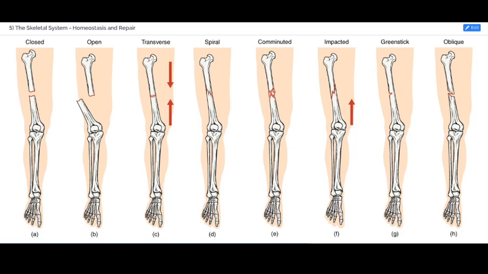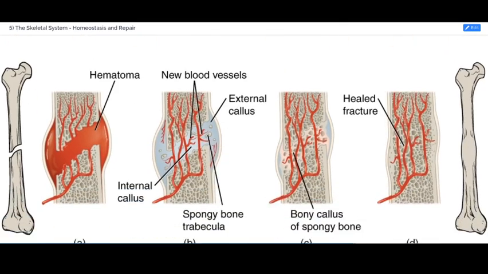Impacted is when the bone breaks because there's force along the length of the bone and it pushes the two cut ends closer together. Greenstick is when the bone doesn't break all the way across, and it gets its name from when you try to break an immature piece of wood, a green stick. It'll just sort of tear a little bit into the stick. Oblique refers to at an angle. So instead of a transverse break, for instance, that's straight across, an oblique break is going to be at an angle.